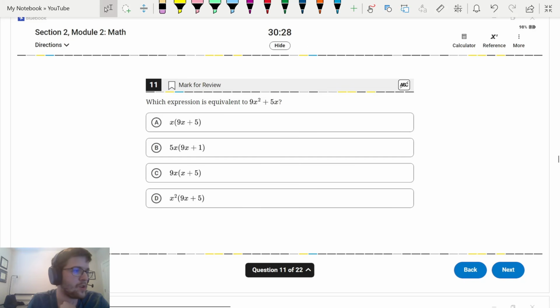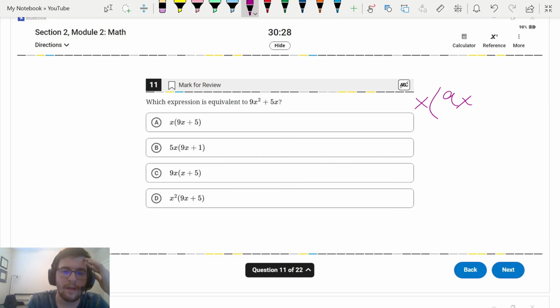11. Which expression is equivalent to 9x squared plus 5x? Okay, so this is asking you to factor. In particular, we're going to factor by pulling out a common monomial factor. So 9 and 5 don't have anything in common, so we're not going to pull out 9 or 5. But you see, both of them have an x. So we're going to pull out an x, and we're going to say, what times x gives us 9x squared? And the answer is 9x. 9x times x gives you 9x squared, rules of exponents.